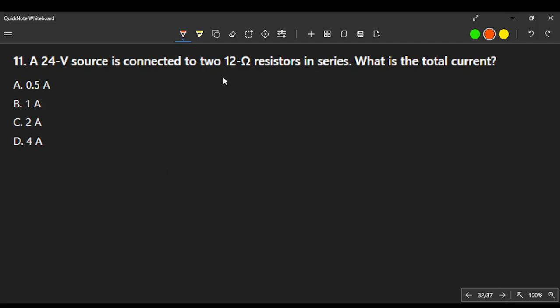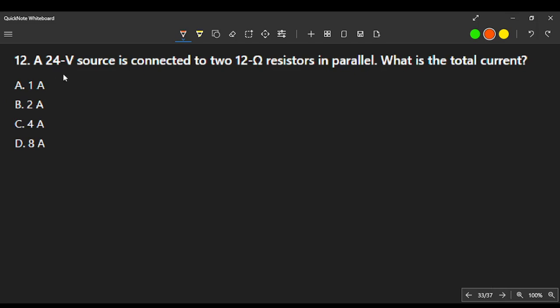Okay, so a 24-volt source is connected to two resistors in series. What is the total current? For this one, two resistors in series, so our total resistance is 24 ohms. To get the total current, it is just Ohm's law. So VT over RT. So we have 24 volts divided by 24 ohms. This is equal to 1 ampere, which is letter B.